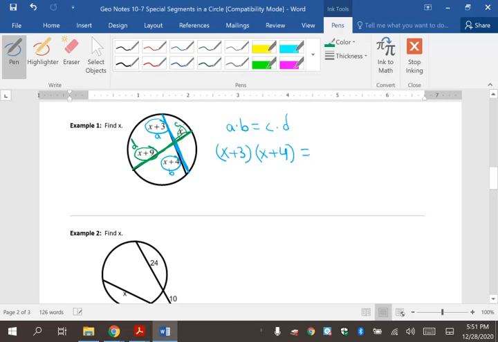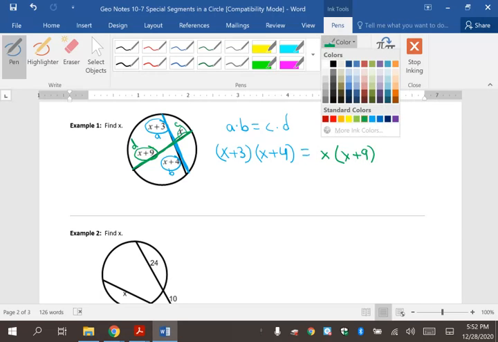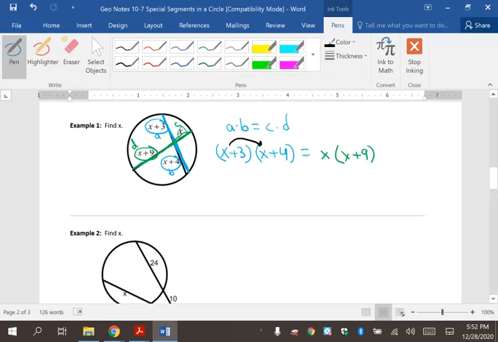C and D have to be on the same line segment, but again, A and B have to be on the same line segment. Doesn't matter where the A is, where the B is. Okay, and C and D could be interchanged. So we have equals x times the quantity, x plus 9. Okay, so we will distribute and solve. So we have an x squared plus 4x plus 3x is plus 7x plus 12 equals x squared plus 9x.